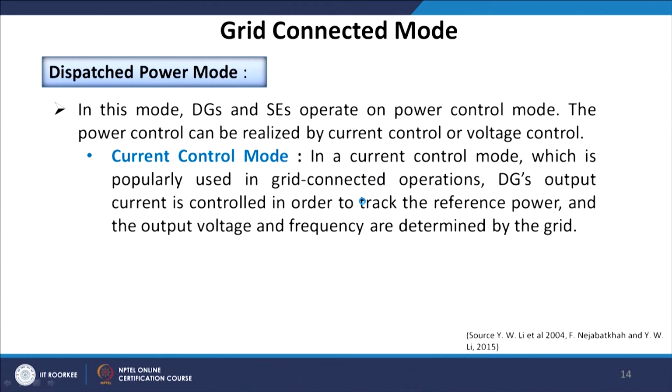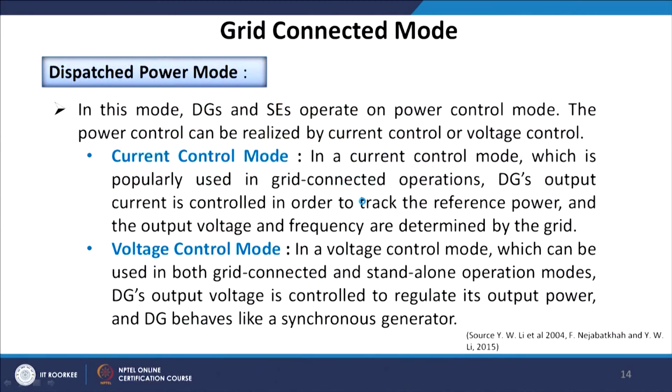Now, in case of a dispatched power mode, distributed generators and storage elements operate on power control mode. The power control can be realized by either current control or voltage control. Now, in case of current control mode, which is popularly used in grid connected operations, distributed generators output current is controlled in order to track the reference power, and the output voltage and frequency are determined by the main grid.